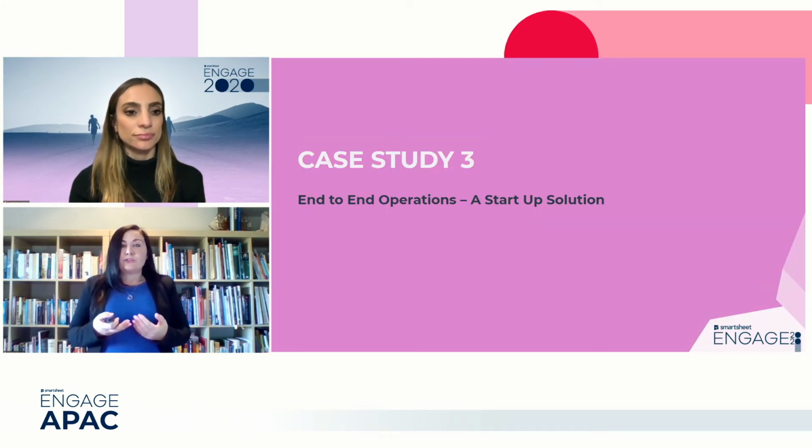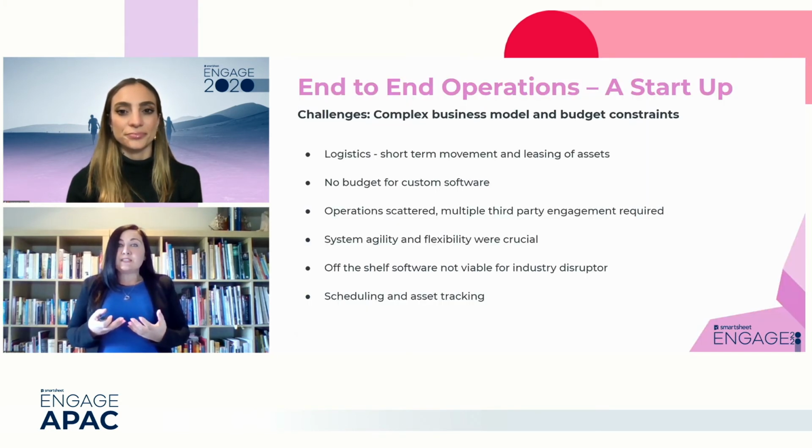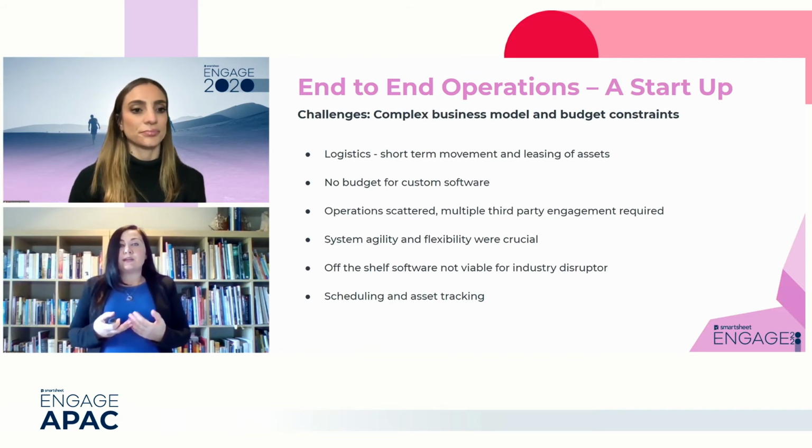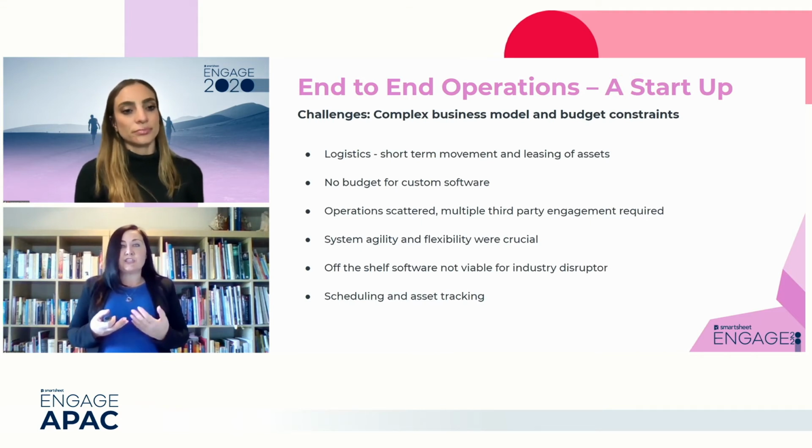Now I'm moving on to the final solution, which is an end-to-end Smartsheet Operations solution for a startup, and it also focuses on collaboration. This company was an industry disruptor, leasing short-term assets. The business model was complex, with logistics to coordinate across multiple states. The company was funded, but there was no allocation for custom software to be built.